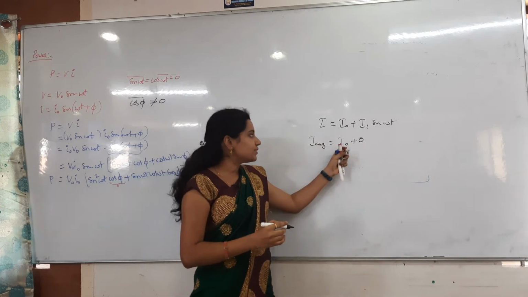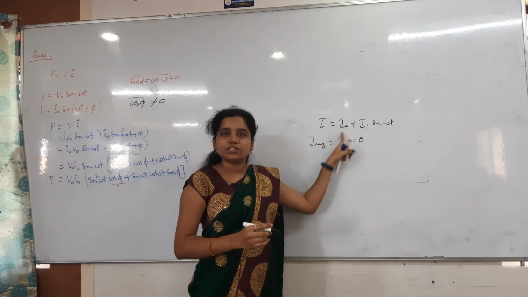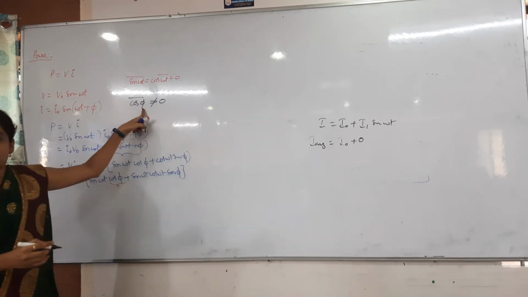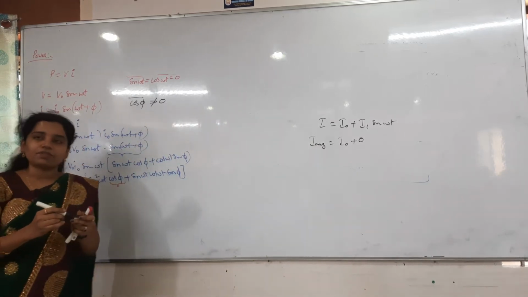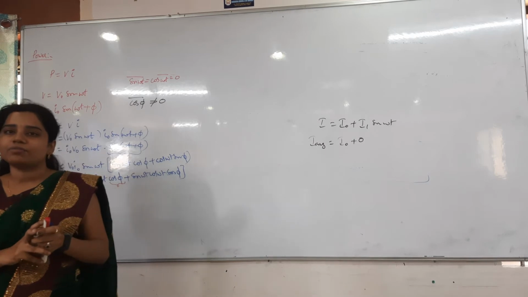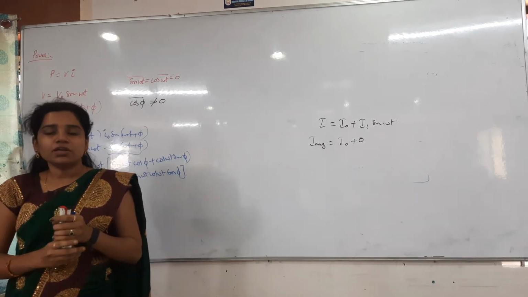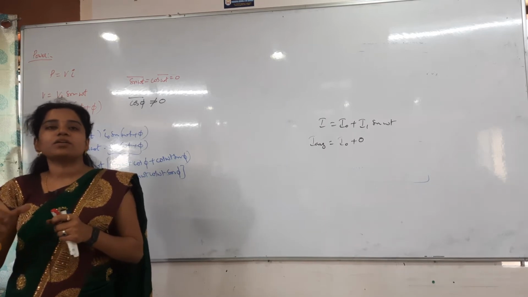Why are we getting this? I naught is nothing but DC. It is not depending on the time. Here also it is not depending on the time. You cannot say that for a function which is not depending on the time, the average value is 0. That is not 0. Why? Because it is not depending on the time.